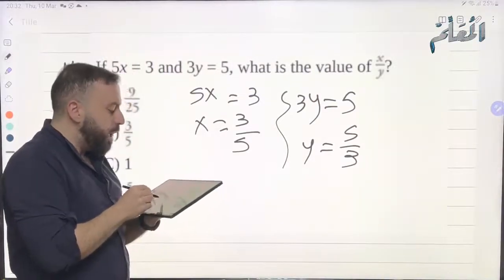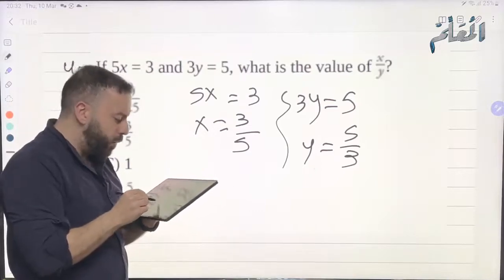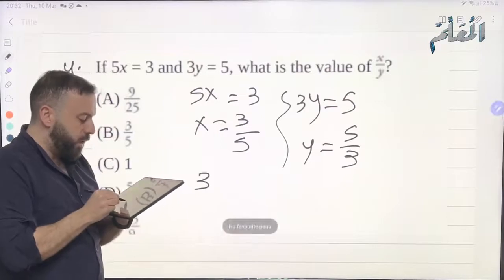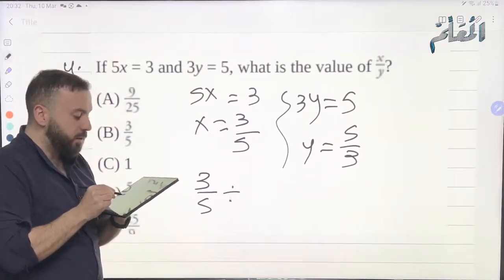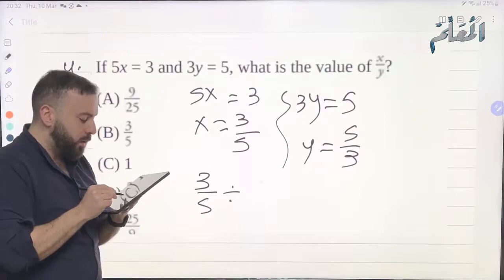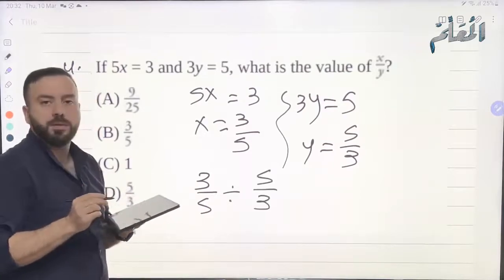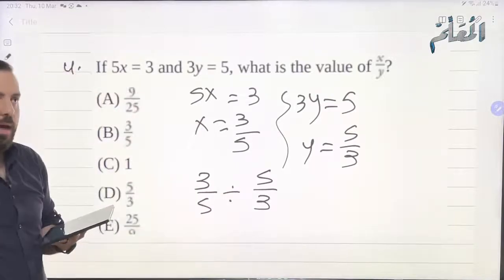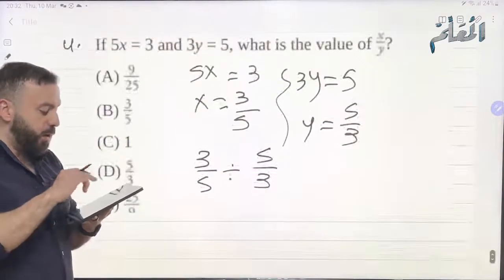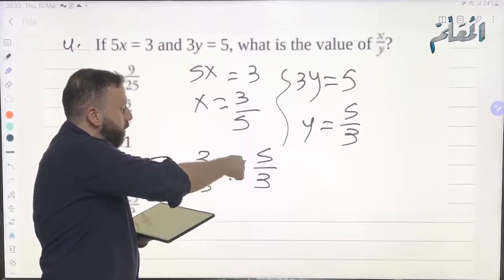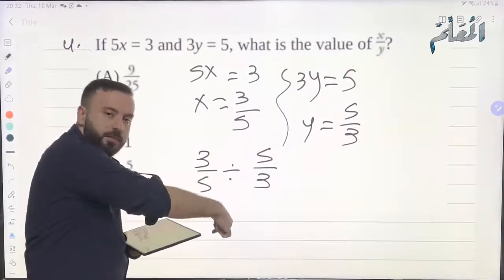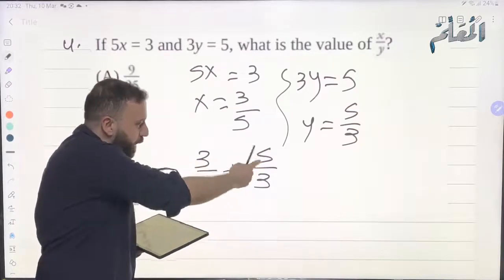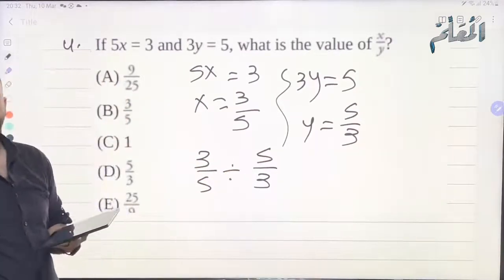Okay, x over y, which means 3 over 5. So let's be careful. 3 over 5 divided by what? 5 over 3. 3 over 5 divided by 5 over 3. We know that if I'm dividing, I can just flip the sign. The reciprocal of division is what? Multiplication, and just flip the fraction.